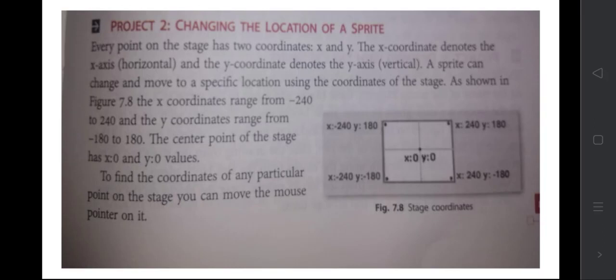Like anywhere, you just drag and drop it wherever you want. That's it. You don't need to make it very complicated. Here you can see the horizontal line and vertical lines. As soon as you move, it will automatically select the latitudes and longitudes. To find the coordinates of any particular point on the stage, you can move the mouse pointer onto it.